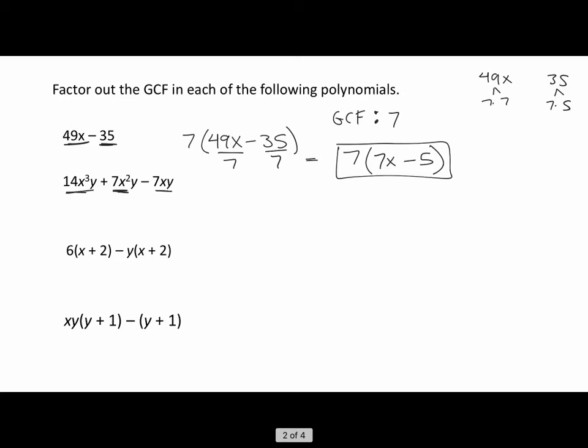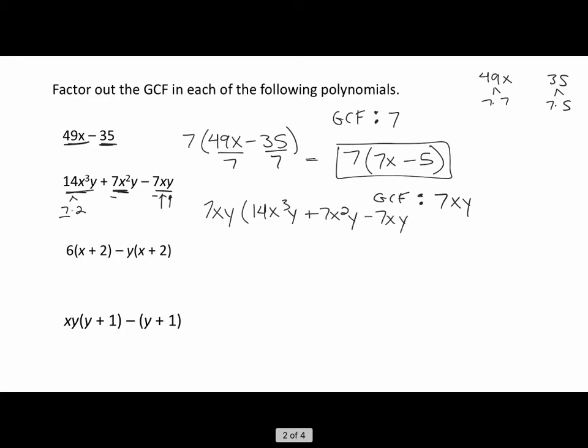Our second example, we have a trinomial here, 3 terms. So let's see what common factors we have. 14 is 7 times 2, so I can see that there is a 7 in common for all of these terms. They all have an x, so the lowest exponent is 1. And they all have a y, and the lowest exponent is 1. So the greatest common factor here is 7xy from this trinomial.